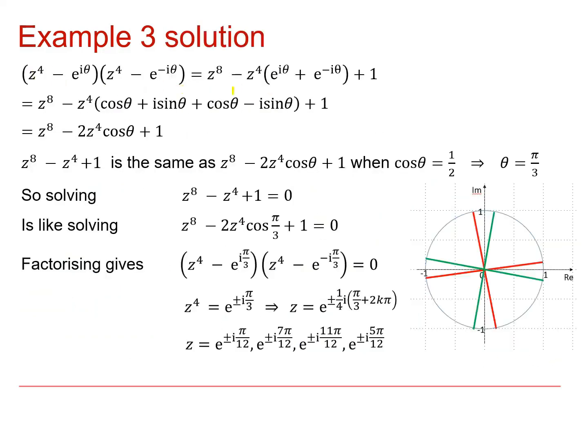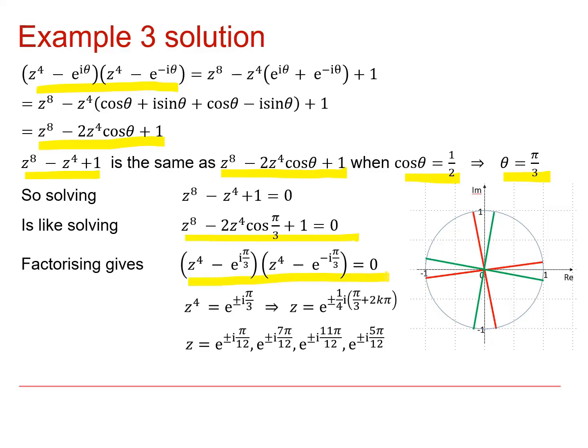There's that written up more easily for you. There's our first pair of brackets multiplied out to give us this solution. This is where we've identified that this thing that we're going to use is actually the same as that, but when cos theta is equal to a half, so theta is pi by 3. So we're solving that equation, which factorizes back to this with theta equals pi by 3, and that therefore gives me two sets of fourth roots, so I end up with plus or minus these things here.